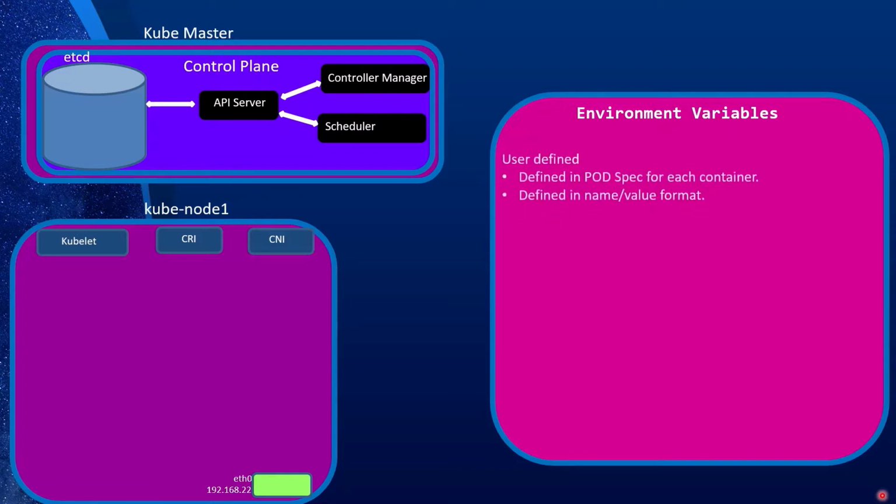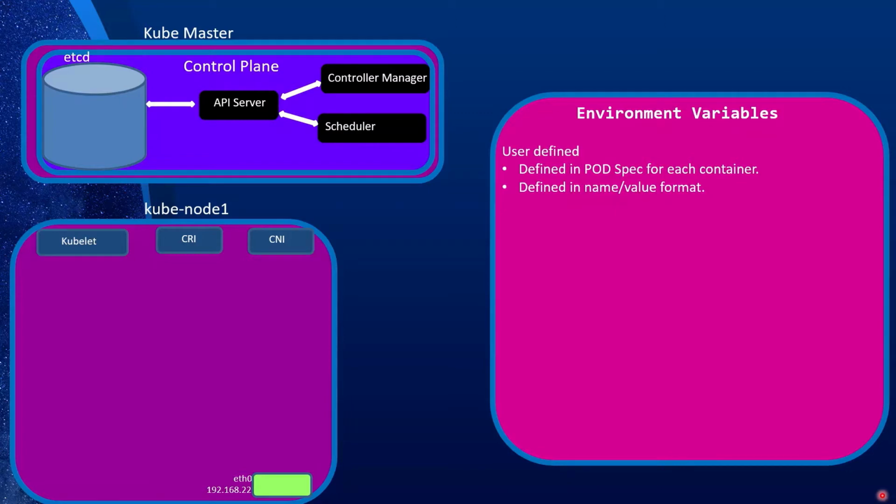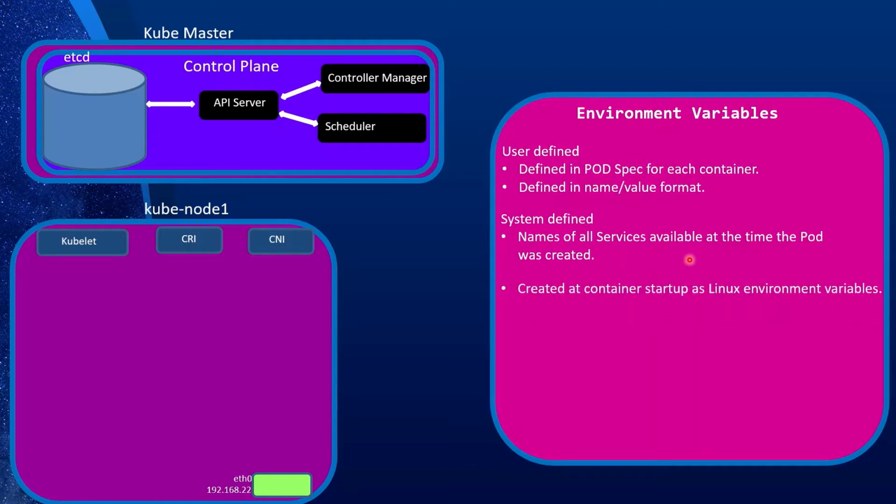There are two types of environment variables. The first kind is user defined. You define them in the pod spec for each container, and they're defined in the format of name and value. They can also be system defined, and Kubernetes defines those, and they contain names of all the services available at the time the pod was created. And then they are created at container startup as Linux environment variables, so you can use them like any other Linux environment variables.